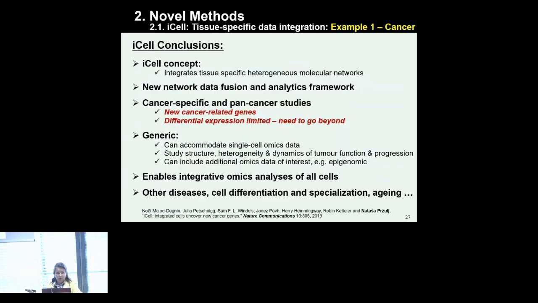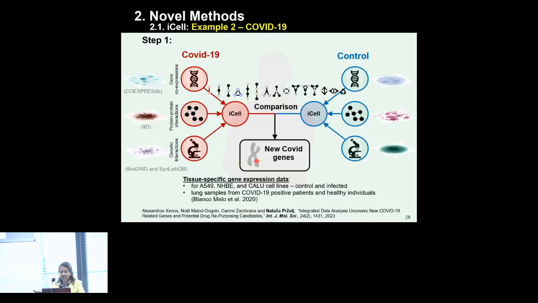All right, so we've seen a new model of a cell, the iCell. We've seen that all data types are limited, so we need to go beyond. And then I will show you now how you can utilize this in other diseases to analyze single cells, track the dynamics, et cetera. Okay, so now the second example of this is for COVID.